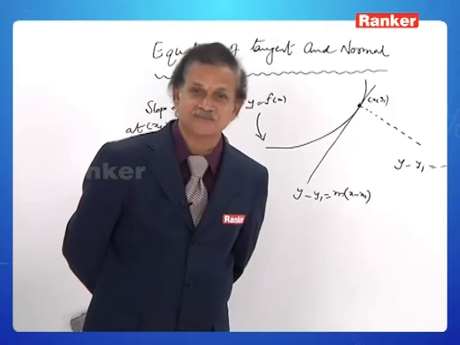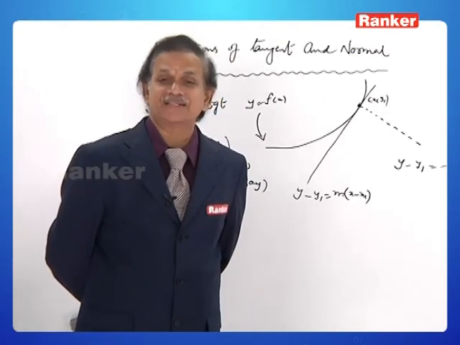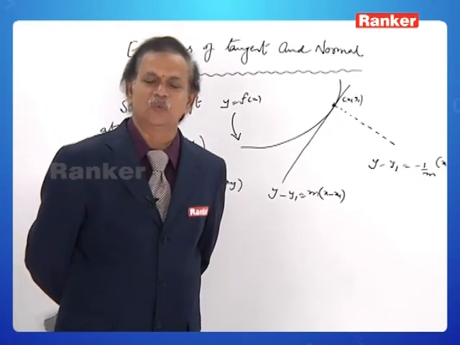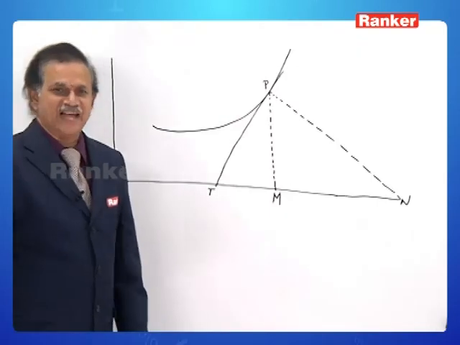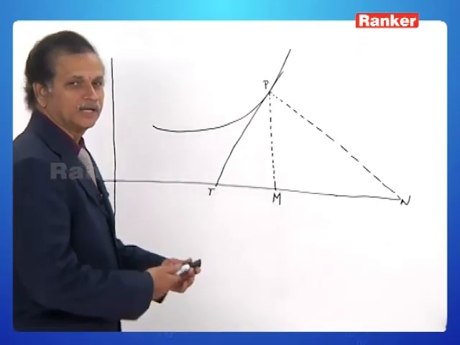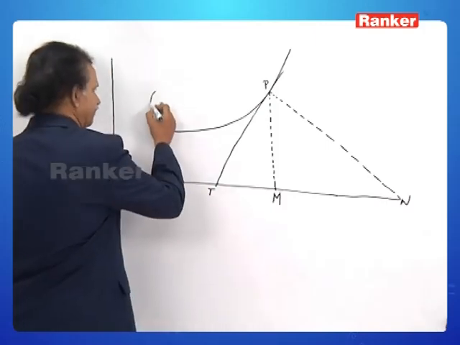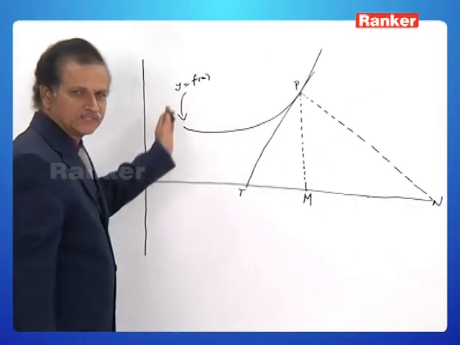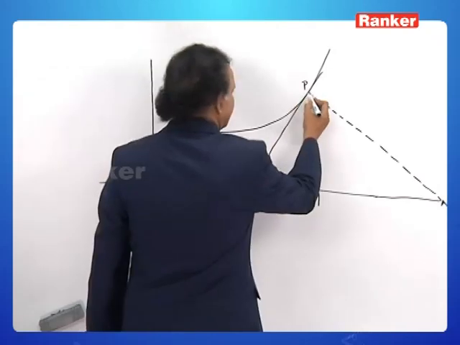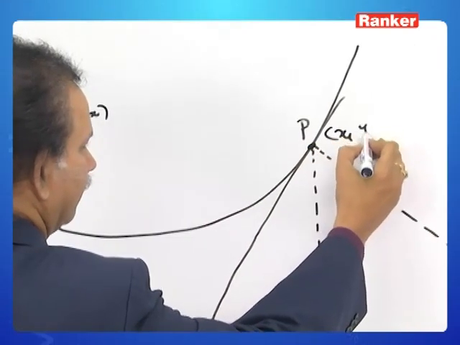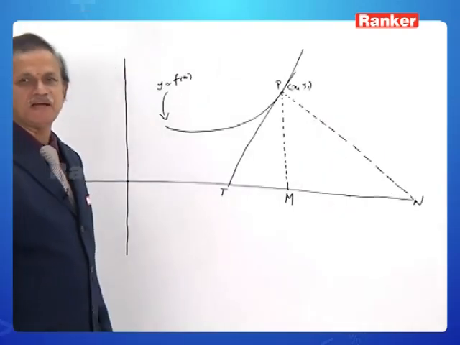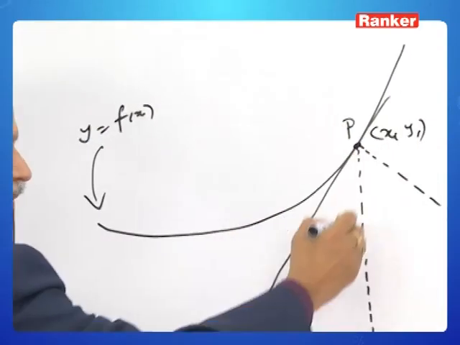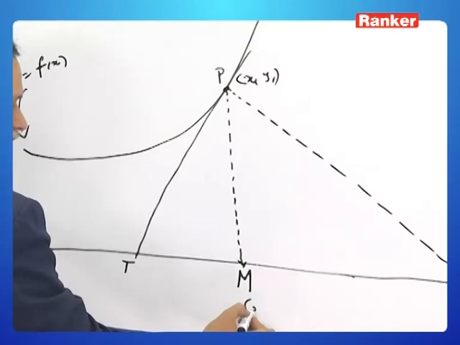Two more concepts are also there, namely subtangent and subnormal. What are they? What is the importance of them? We shall now look at that. Observe the diagram very carefully. This is the graph of a curve, y is equal to f of x. It has been given that x1, y1 is a point on it. As this is the point x1, y1, the foot of the perpendicular from P on the x-axis is of course x1, 0.